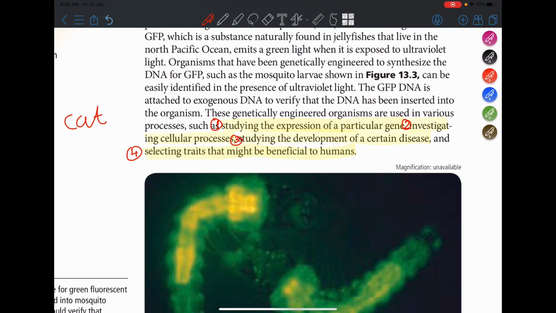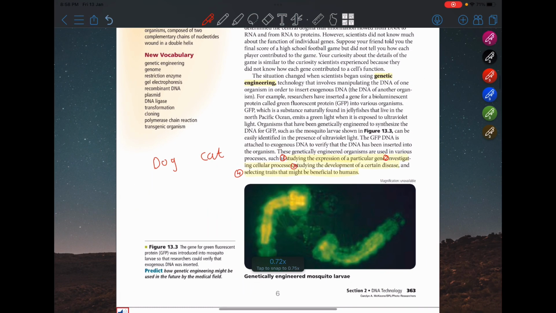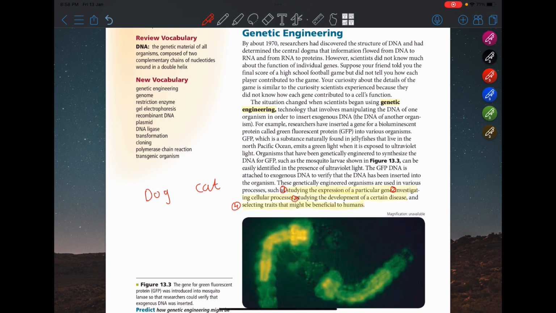Organisms that have been genetically engineered to synthesize the DNA for GFP, such as the mosquito larvae shown in figure 13.3, can be easily identified in the presence of ultraviolet light. The GFP DNA is attached to exogenous DNA to verify that DNA has been inserted into the organism. And so the important things for you to know on this page are what is genetic engineering, and what are we using genetically engineered organisms for.